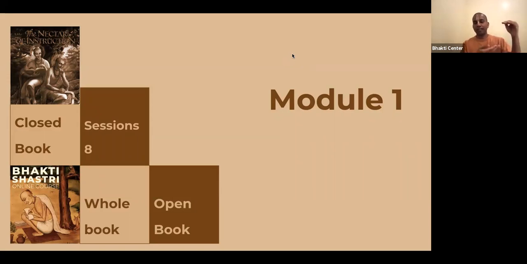So closed book will have lesser weightage, open book will have more, because there you just have to express your understanding. The whole book will be dealt with in this module. The whole book of Nectar of Instruction we will study in this course. So any questions on this?